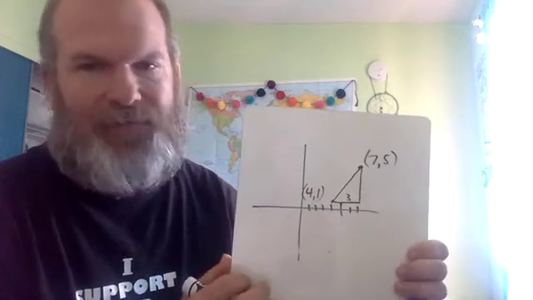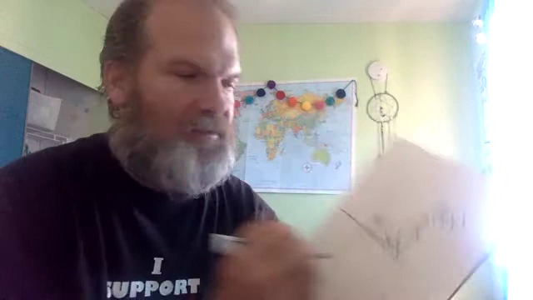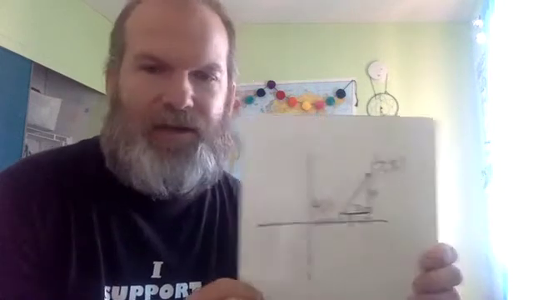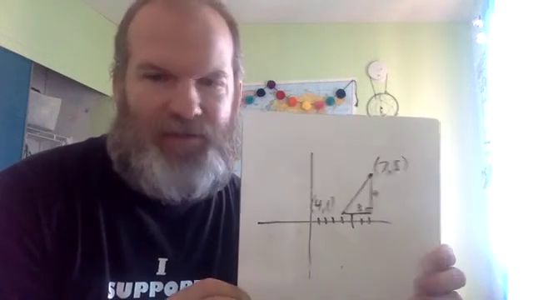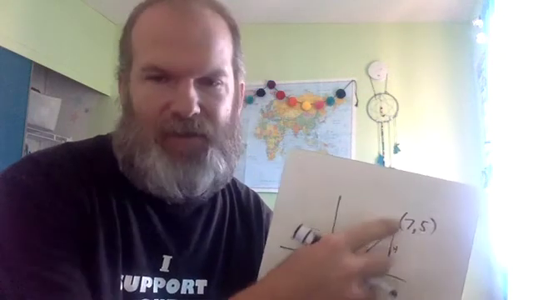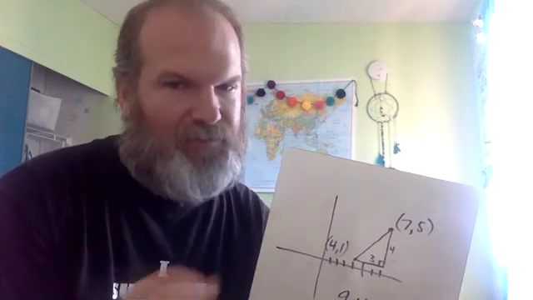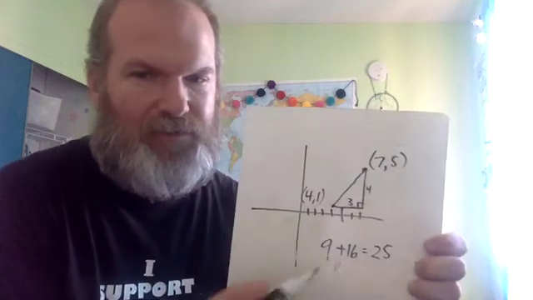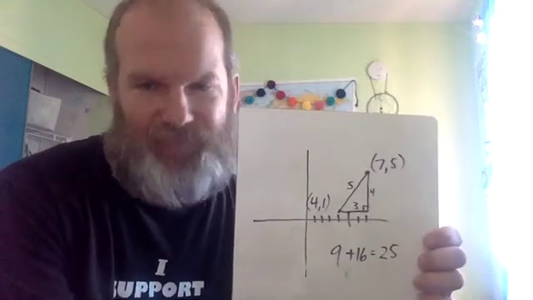And then how far up do you go? That's your y coordinates. How far up from 1 to 5? 4 spaces. So there's your right triangle. Straight across and then straight up makes a 90-degree angle. Now you have Pythagorean theorem. You square those 2 numbers, 9 and 16. 3 squared plus 4 squared, that's 9 and 16. Add them together, you get 25. The length of that side is not 25, it's the square root of 25. Remember step 3, unsquare. Take the square root of that number, and you get 5. So the distance between those 2 points is 5.